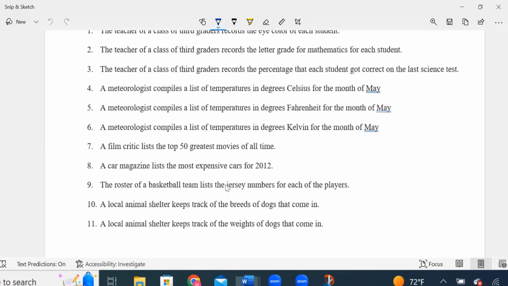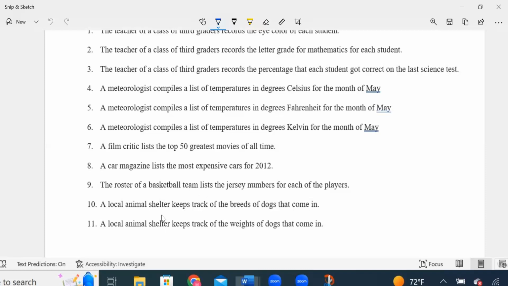So ordering the jersey numbers makes no sense. There's no reason to do any arithmetic. We cannot do any math with these numbers. So this would be nominal level of measurement. Nominal, because I can put them in order, but I cannot say the first person listed is better or worse than the second person listed. They just put it in order by the jersey numbers.